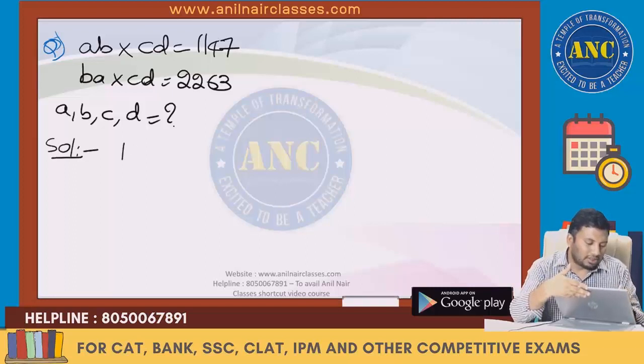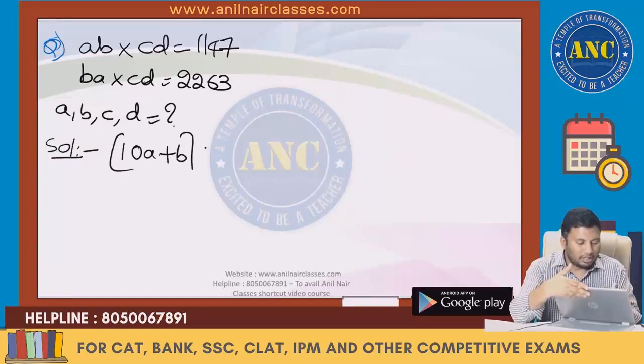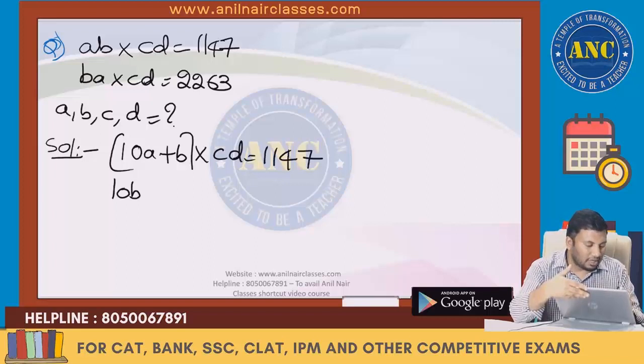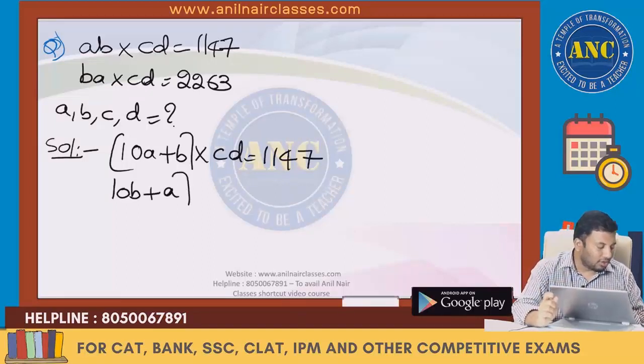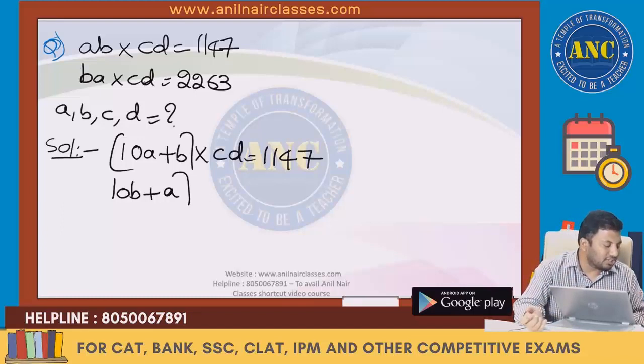AB is nothing but 10A plus B, into CD is 1147. BA is 10B plus A. Even if the values exchange, right?